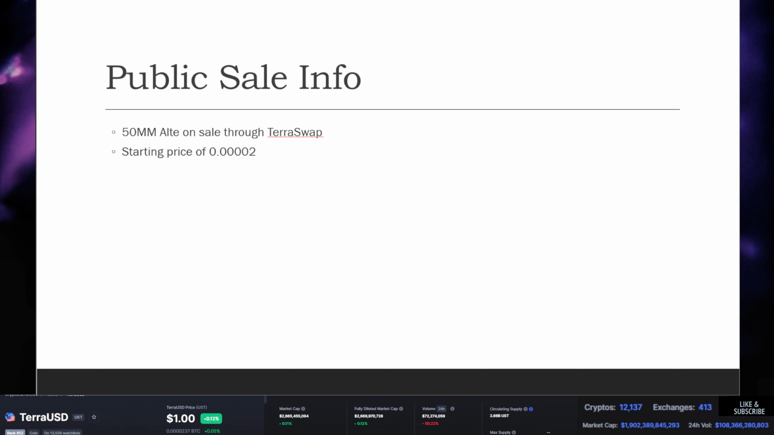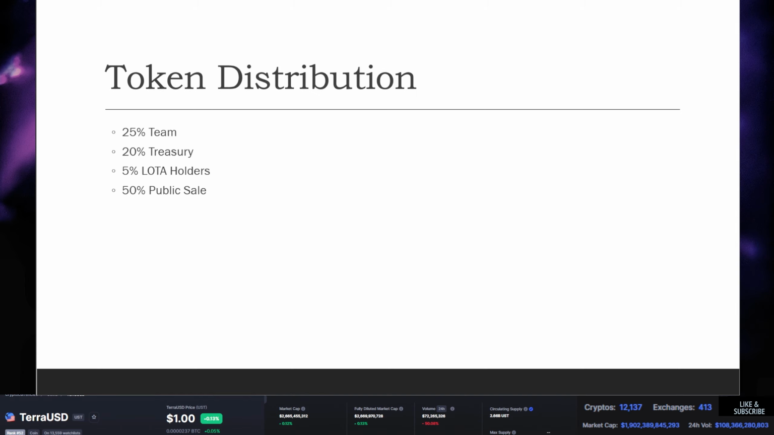Now these next two things are more related to the token itself. The public sale info was there's about 50 million alti or alt tokens on sale through TerraSwap, and they're at a starting price of 0.00002. I mean, if you bought it and it's currently at 18 cents, you are up an absolutely massive amount, which is ridiculous. Now lastly, on at least this part, is the token distribution. 25% of the tokens are for the team, 20% to the treasury, 5% to LOTA holders, and 50% to the public sale.